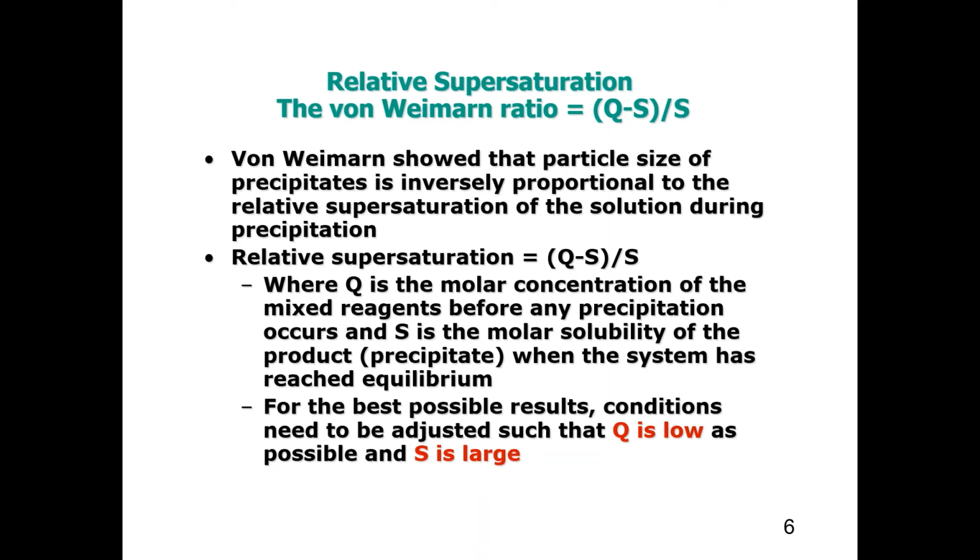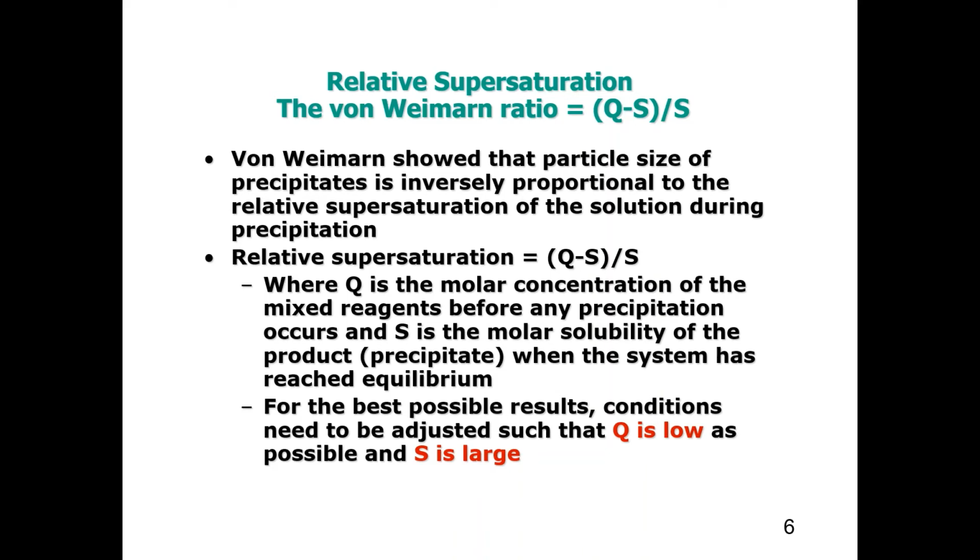Okay, to form the precipitate, the solution must be supersaturated. But we must control the term Q. Q is the molar concentration of the mixed reagent, so that Q will be small and making the solubility S large. So if I were to put relative supersaturation, RS, how to make it small? The numerator should hopefully be small, and the denominator big. Then we have the relative supersaturation to be small. If RS, or relative supersaturation, is small, then it will produce large precipitate. So that's what it means.